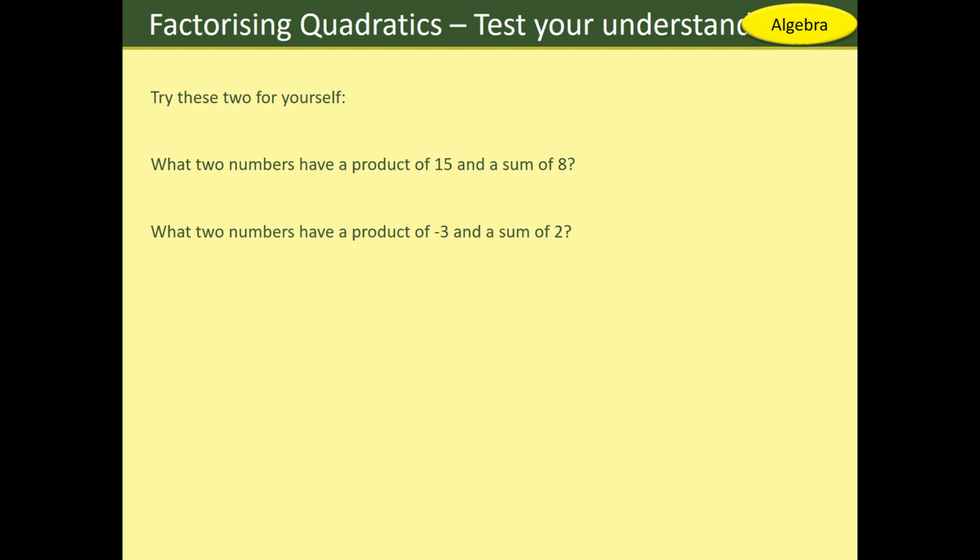So try these 2 for yourself. Which 2 numbers have a product of 15 and a sum of 8? Which 2 numbers have a product of negative 3 and a sum of 2? I'll give you a moment, you can pause if you want. But our answers: 3 and 5, negative 1 and 3.